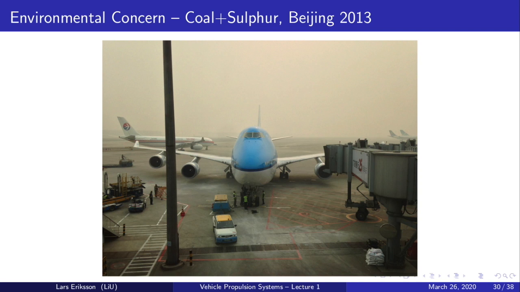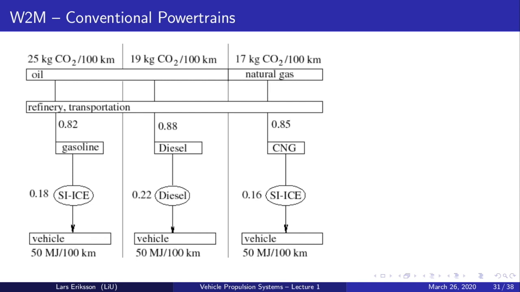Depending on where we take the energy from has an impact on the environment that we get. Coming to the well to miles analysis, so now we're doing the backcasting. We have this vehicle here where we are requesting a certain amount of energy. If you have a gasoline engine, we go up, we have about 18% average cycle efficiency, and then the refinery and transport, and we end up with 25 kilograms CO2 per 100 kilometers.